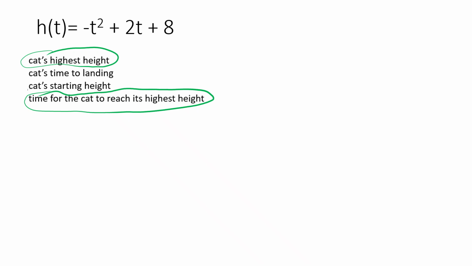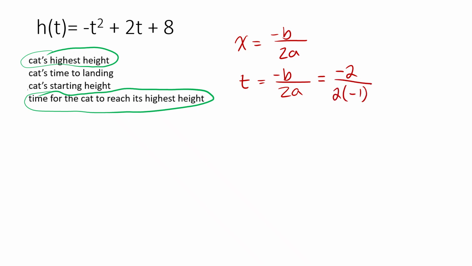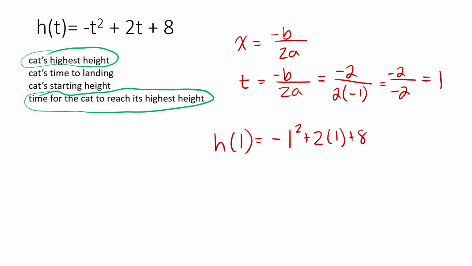So the cat's highest height, if you do not have a calculator, we want to do this using what's called the vertex formula. So the vertex formula is x is equal to the opposite of b over 2a, and you might want to substitute that out with a t, just because it's time. And so that would be the opposite of 2, which is -2 over 2 times -1. So that's -2 over -2 or 1. And then h of 1 is -1 squared plus 2 times 1 plus 8.